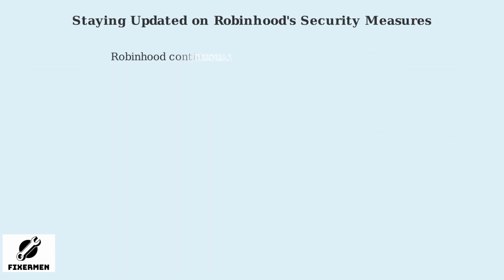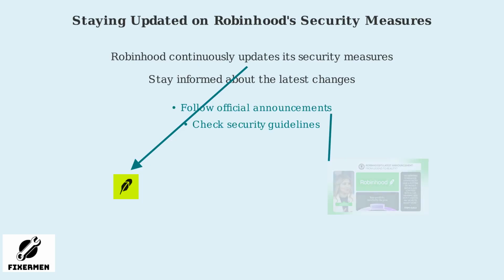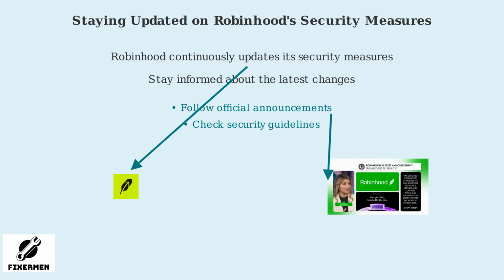Robinhood continuously updates its security measures to protect user accounts. Stay informed about the latest changes by following their official announcements. Check security guidelines regularly to understand new protocols. This proactive approach helps you address potential authentication issues before they occur.